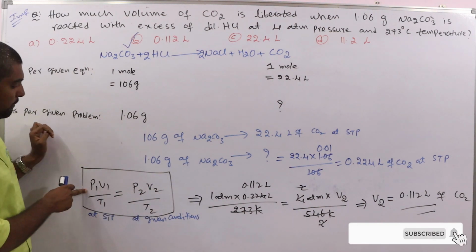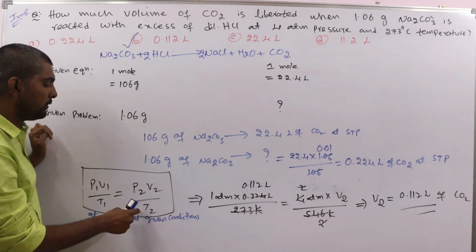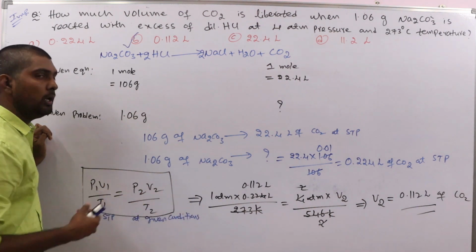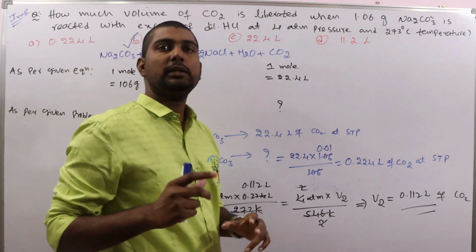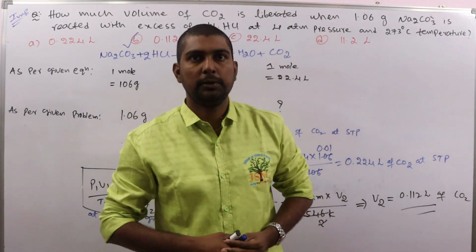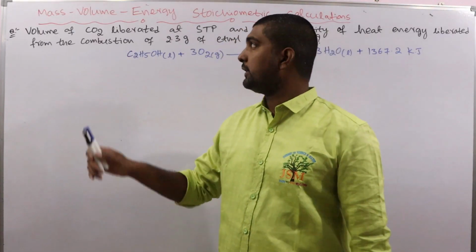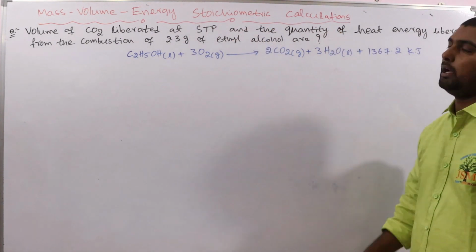Generally we take P1, V1, T1 at STP conditions, and P2, V2, T2 are the values at the given conditions in the given problem. Okay, clear? So now let us see mass-volume-energy relationship based stoichiometric calculations.